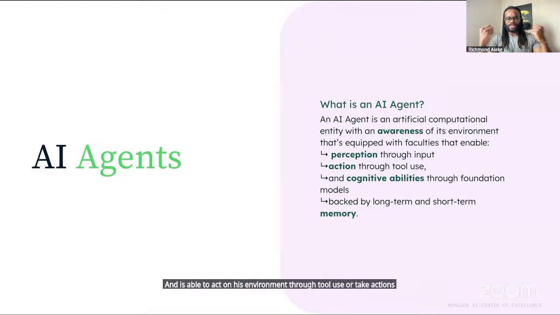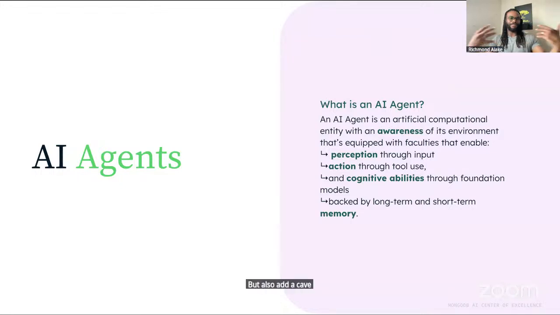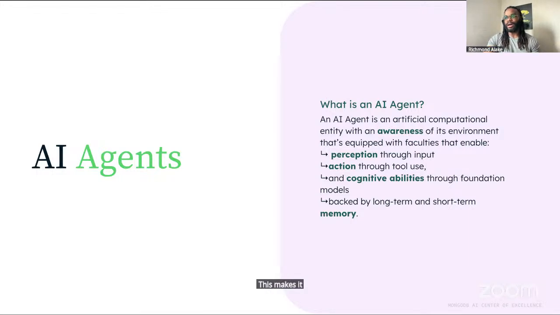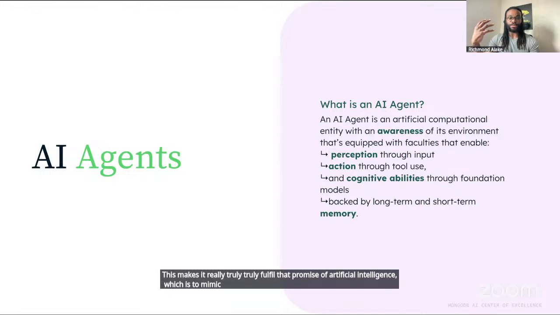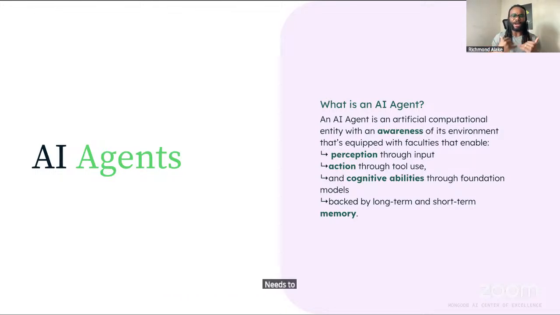But he's also able to perceive his environment. But also add a caveat that an agent should have some form of memory, short term or long term. This makes it truly fulfill that promise of artificial intelligence, which is to mimic human intelligence. And humans, we have memory. So if there's going to be any computational entity that's going to try and mimic us, it at least needs to have memory. So in my opinion, agents should have memory.